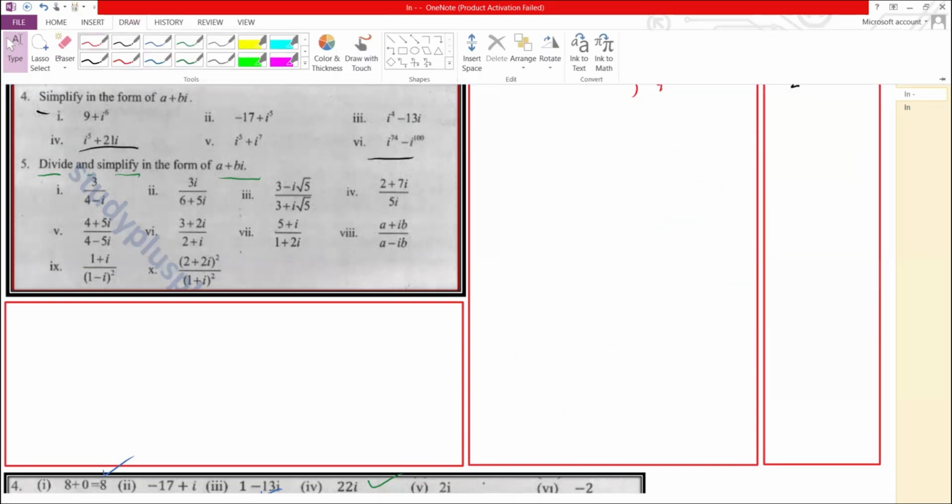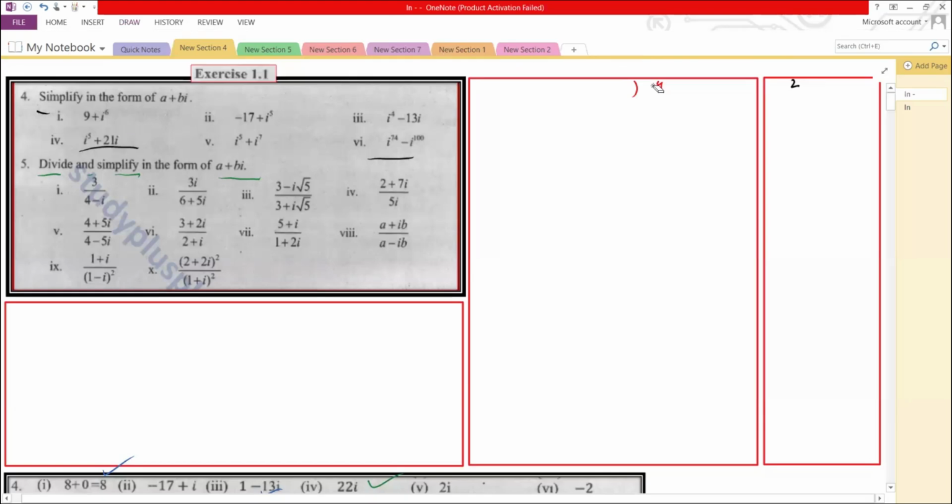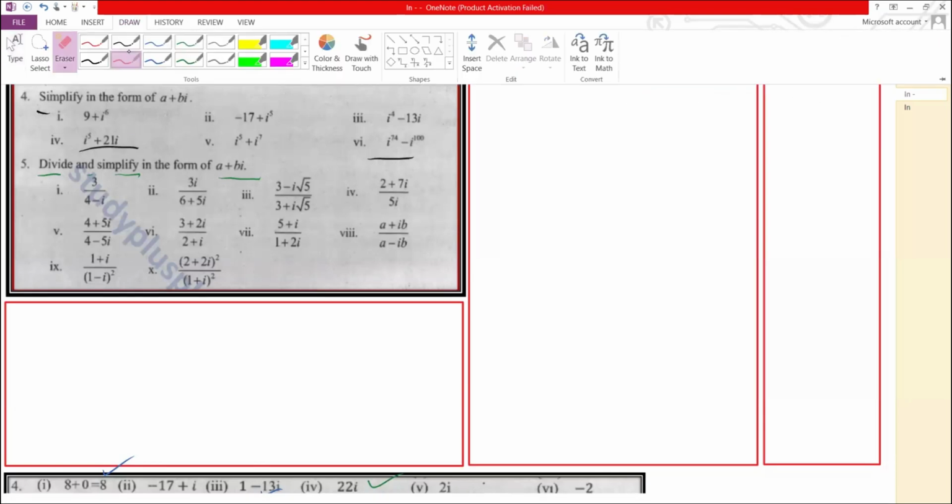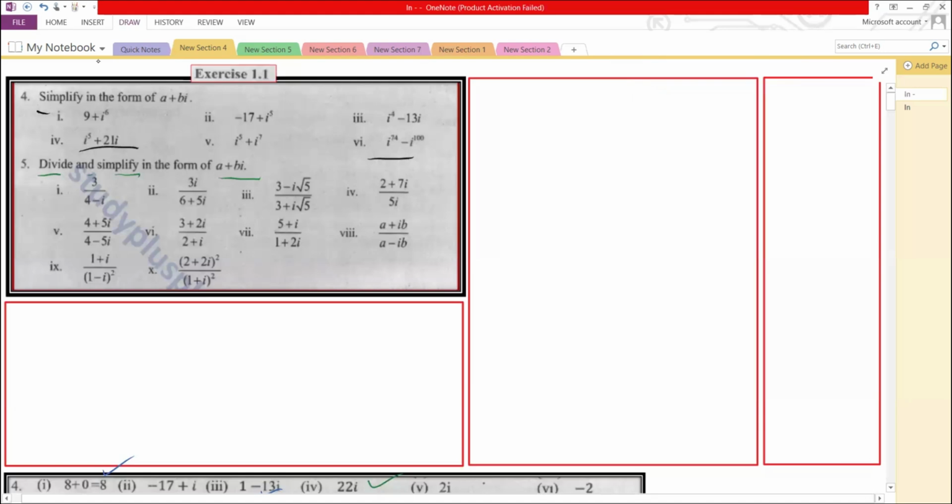Okay, so let me take this properly here, this one. Okay, so let me write one question. Okay, question number 5, part number 1. We have to write a plus b iota. It means one must be a real part and second must be iota part or imaginary part.